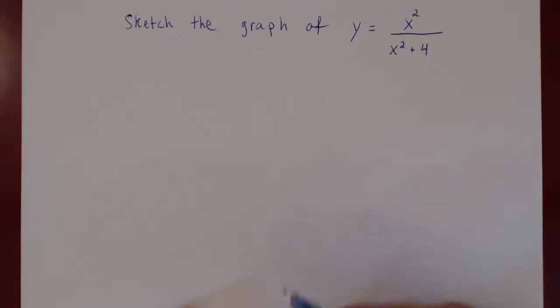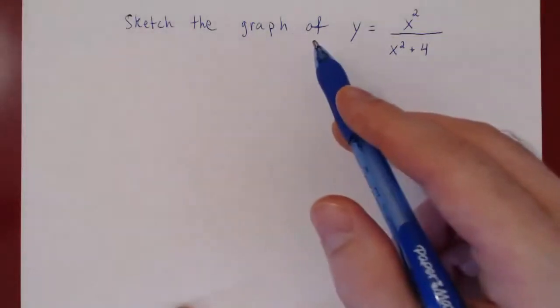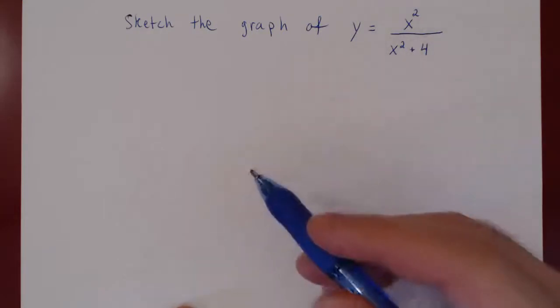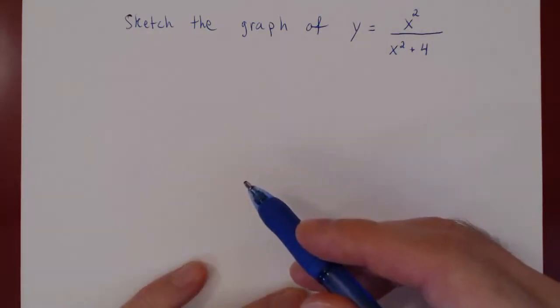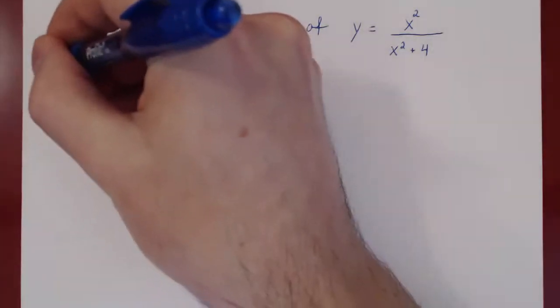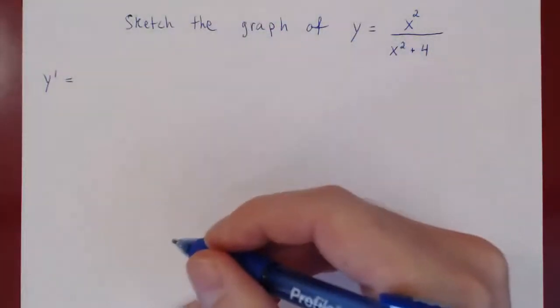Okay, so in this video, we are going to sketch a graph of the rational function y equals x squared over x squared plus 4. As always, the first thing we need to find are the first and second derivative. Let's find the first derivative.